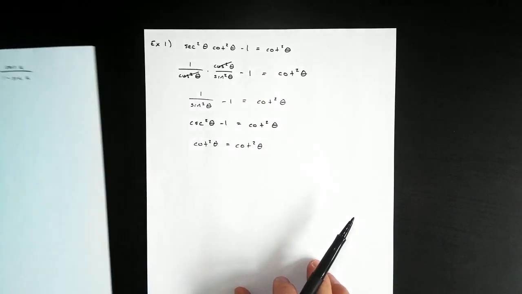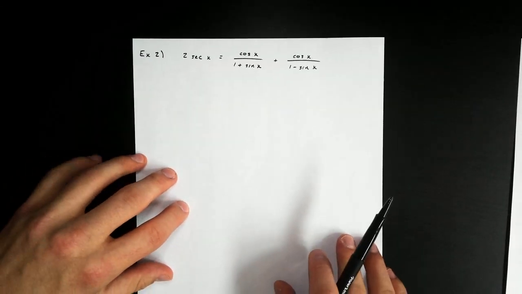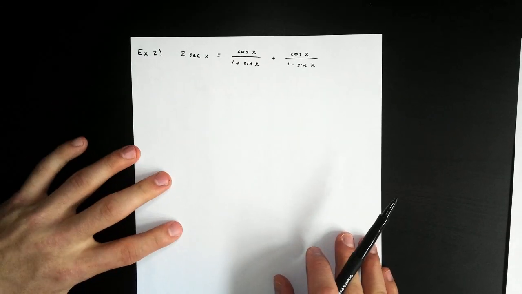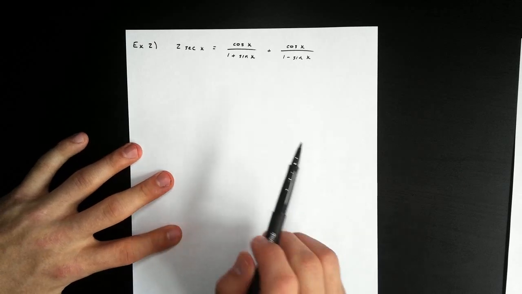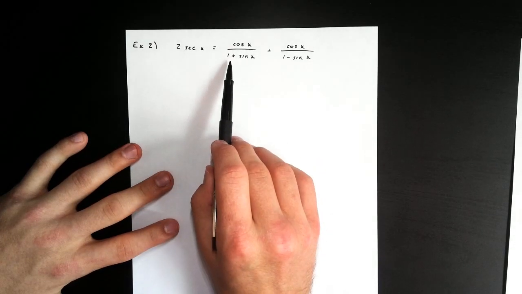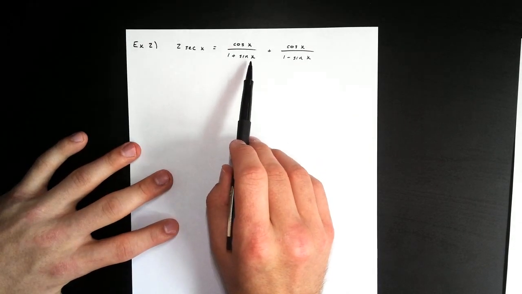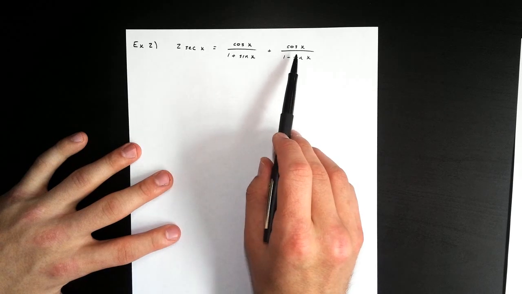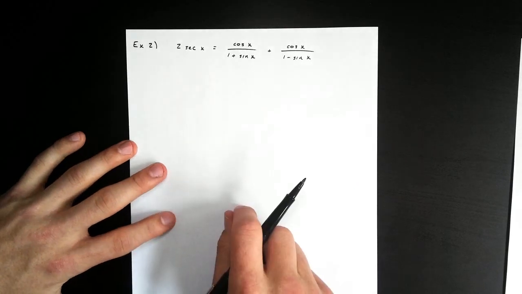Okay, let's do one more. So my second example: 2 secant of x is equal to the cosine of x divided by 1 plus the sine of x, plus cosine of x divided by 1 minus the sine of x.